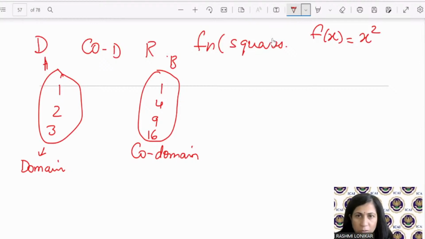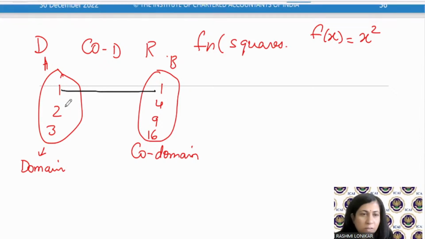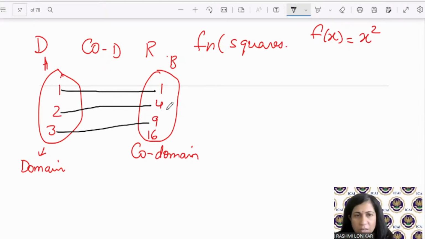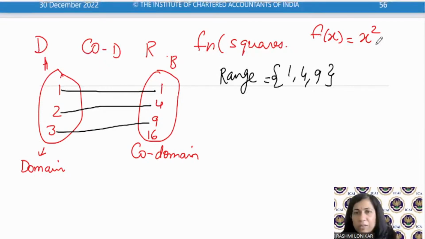Then what do I do? What is the square of 1? It is 1. What is the square of 2? It is 4. What is the square of 3? It is 9. Now there is still the 16. Does it have a pre-image here? No, it does not. Then I say that the range is equal to 1, 4, 9. All the answers which satisfy the function f(x), in this case x square, that is called the range.